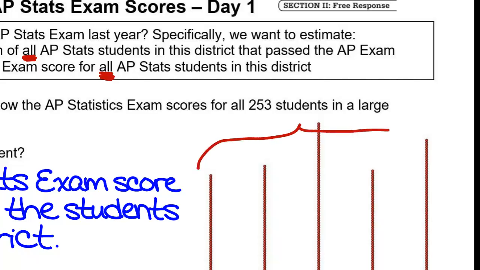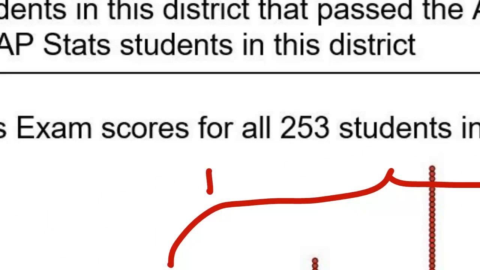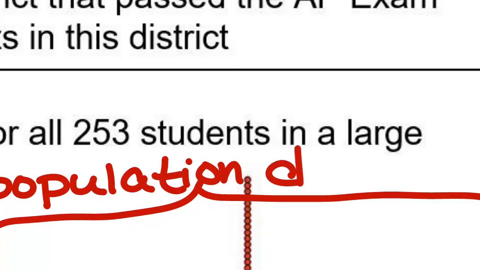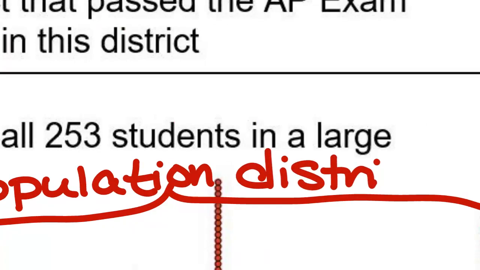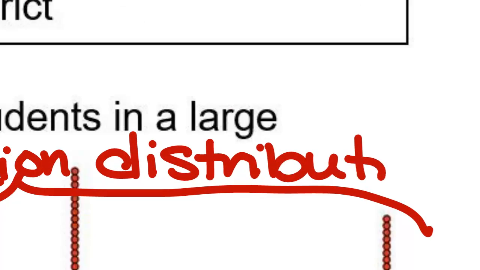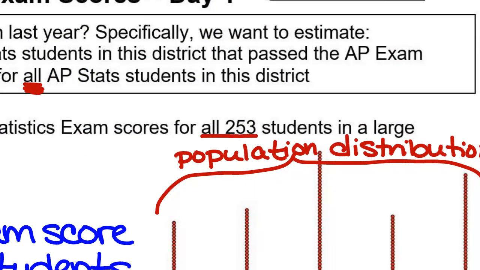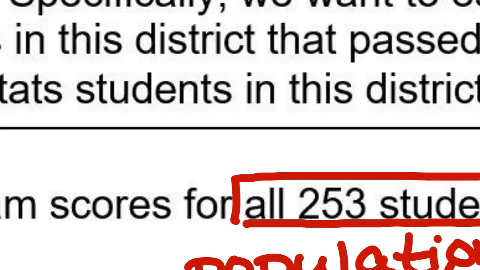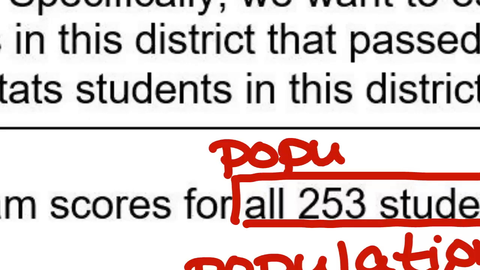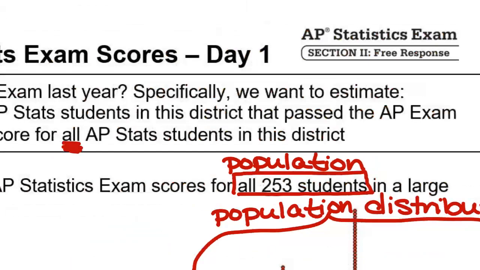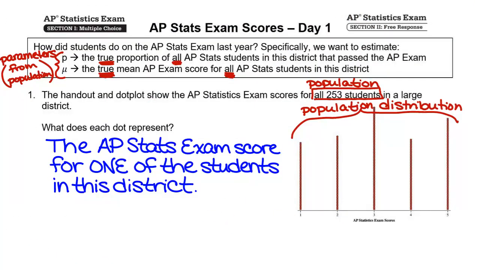This graph right here we call a population distribution. There is one dot for each of these 253 students. Every dot is one student.